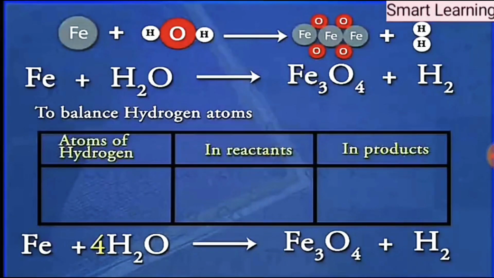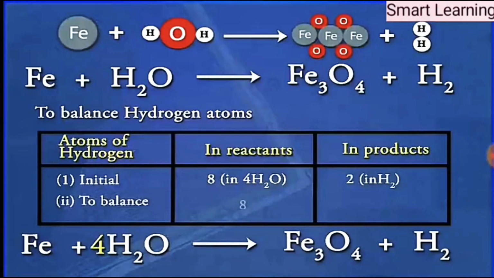We can clearly observe that there are 8 hydrogen atoms on the LHS but only 2 hydrogen atoms on the RHS. To balance the hydrogen atoms in this equation, we will have to make the number of atoms of hydrogen as 8 on the RHS as well. Therefore, the equation would now become Fe plus 4H2O gives Fe3O4 plus 4H2.